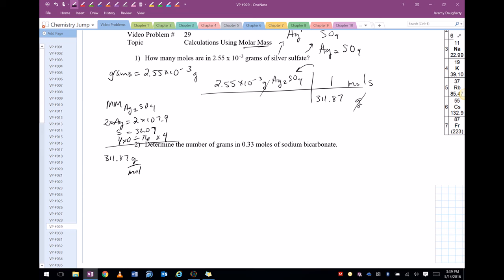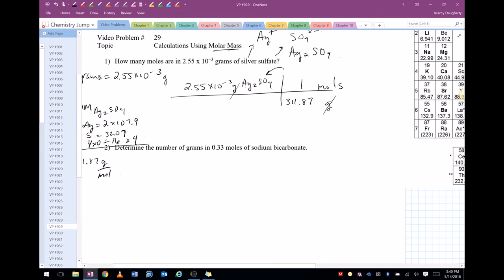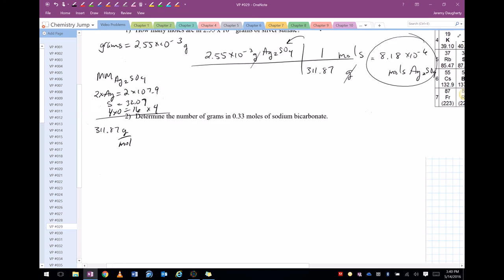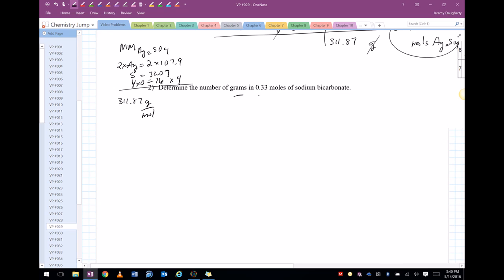And I get a value of 8.18, if I go to 3 sig figs, times 10 to the negative 6 moles. And that's moles of silver sulfate, Ag2SO4. Okay, so there's your answer. Let's circle it. So the next one, determine the number of grams in 0.33 moles of sodium bicarbonate.